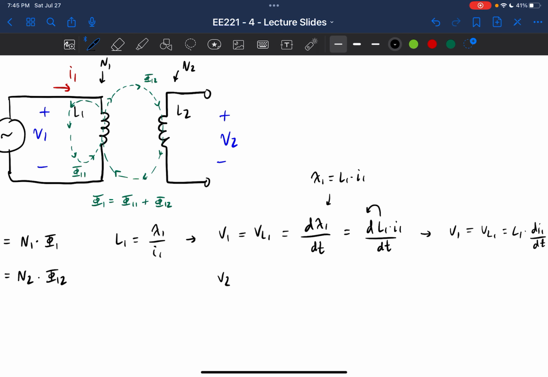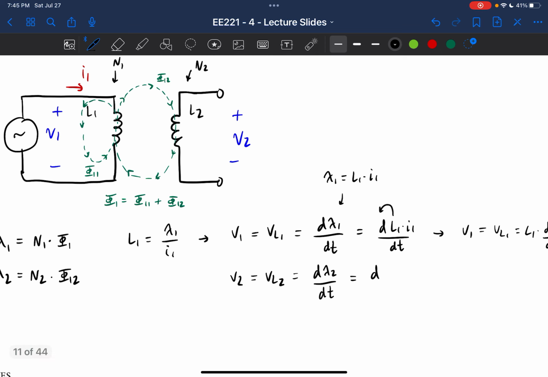But what about V2? V2 is equal to the voltage across inductor 2, and that's also going to be the rate of change of lambda 2 with respect to time. So we can write that as, I already wrote that, N2, which is a constant, times d phi 1,2 dt here. Of course, I could write that L2 is equal to lambda 2 over I2, but we don't know I2 yet. There's no I2, so this is basically useless for us right now.